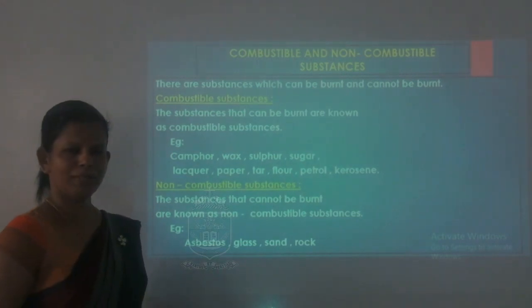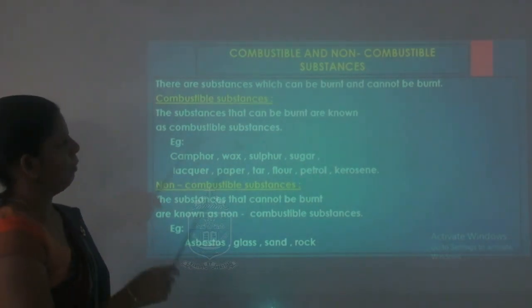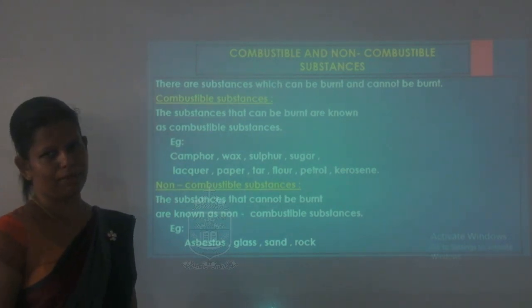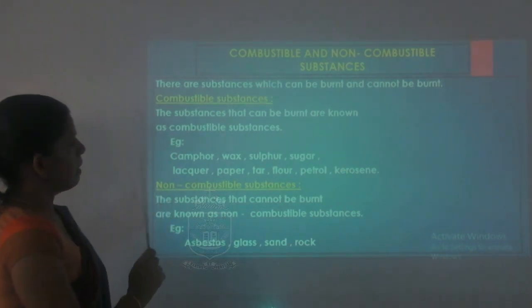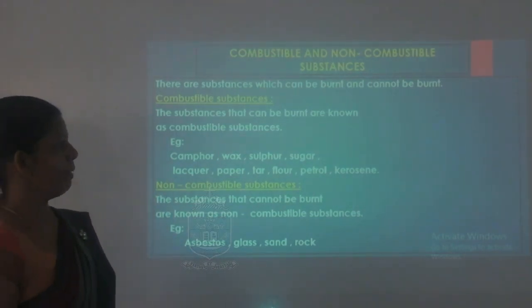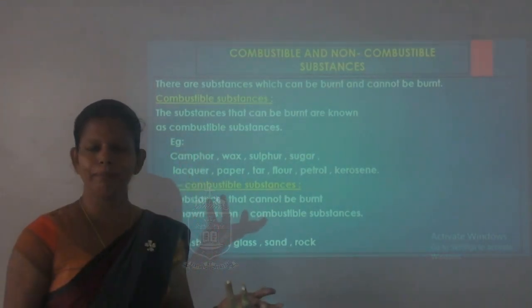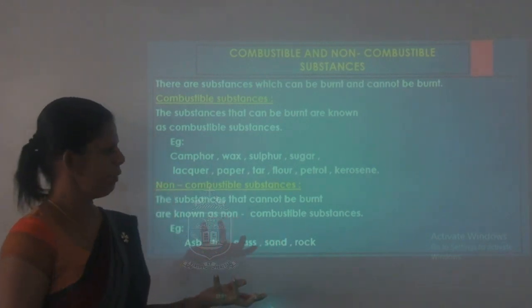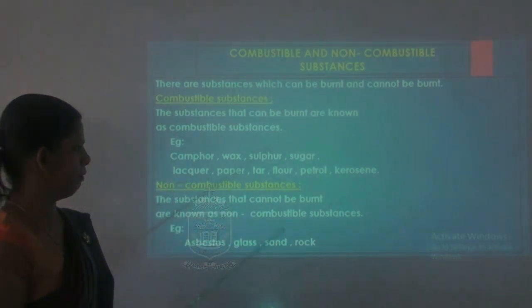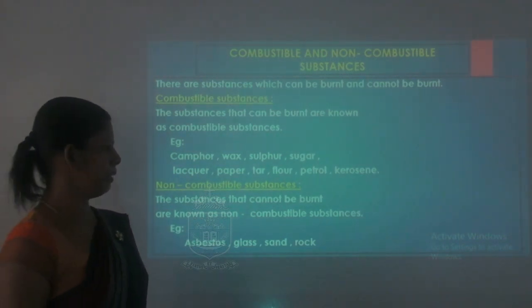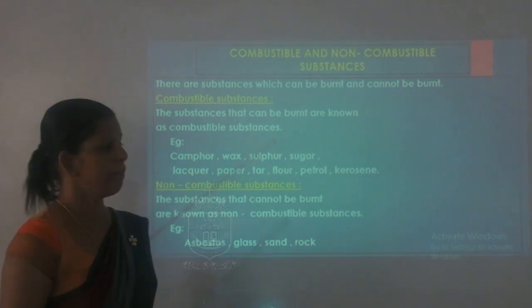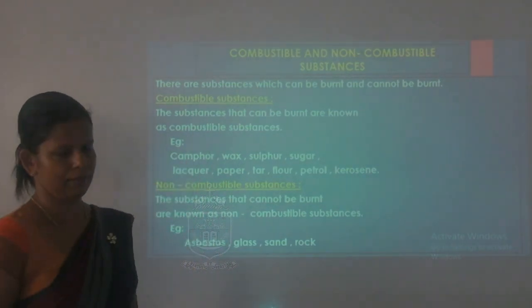First of all, I am going to discuss with you what are combustible and non-combustible substances. Combustible substances: the substances that can be burned are known as combustible substances. So we can take some examples for that: camphor, wax, sulfur, sugar, liquor, paper, tar. Those we can consider as the combustible substances.